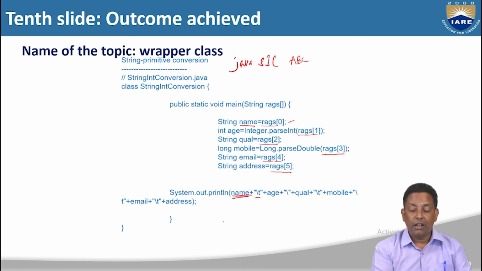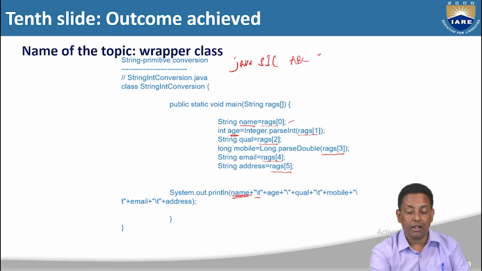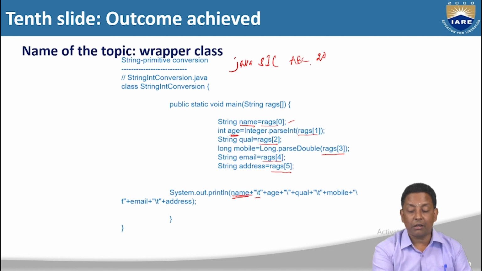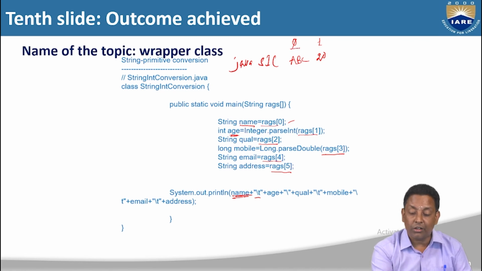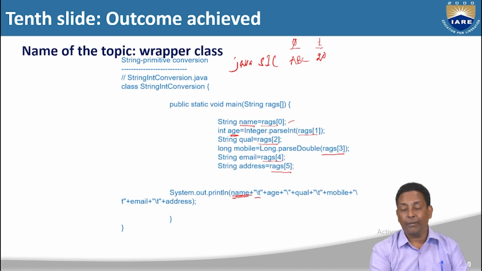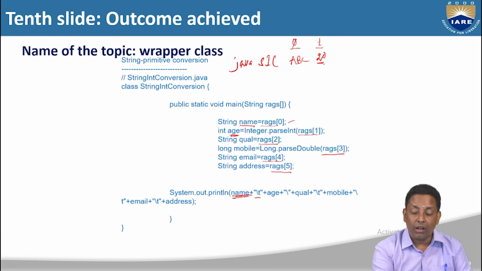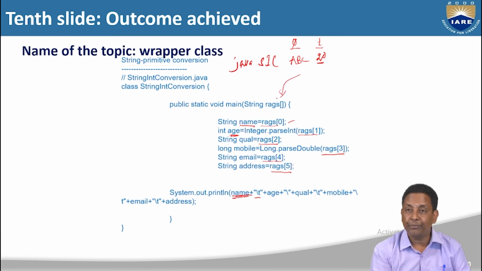What next? The program is expecting us to enter age as a second command line argument. Suppose I enter my age as 20 years. So age is a second command line argument. This is 0th command line argument, this is command line argument index number 1. But we generally call it first command line argument, second command line argument, or 0th command line argument, first command line argument. Age is coming as a string because all command line arguments will first come into the main method into this string array, okay?